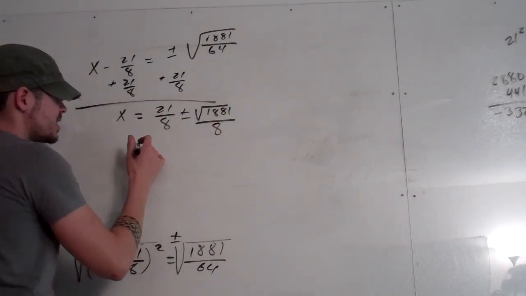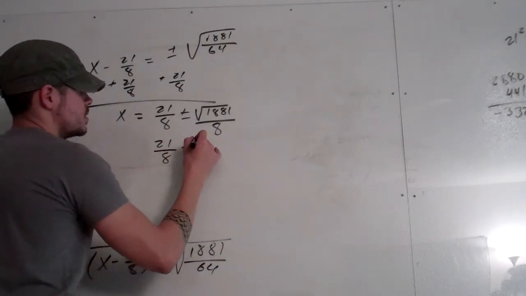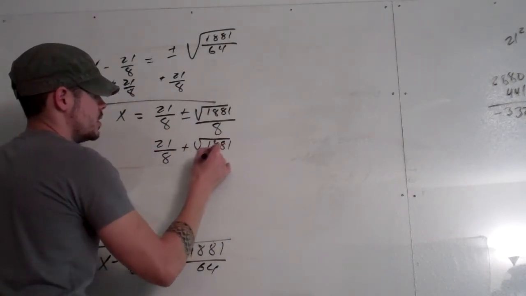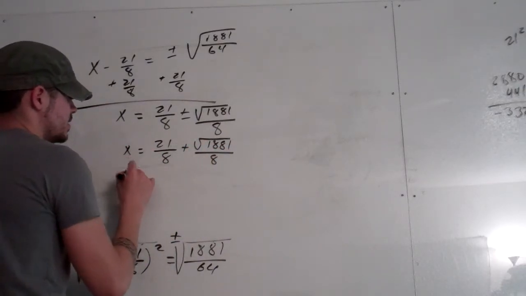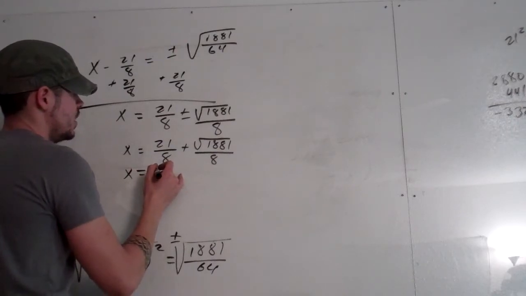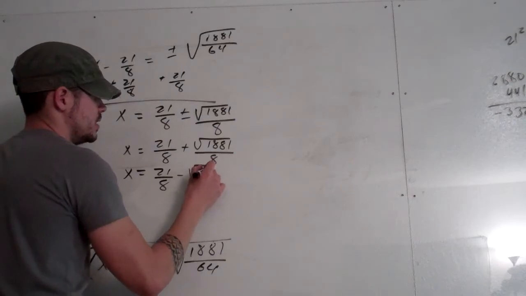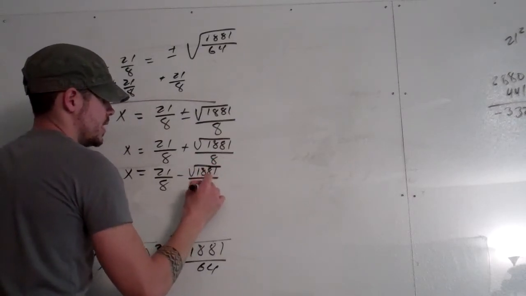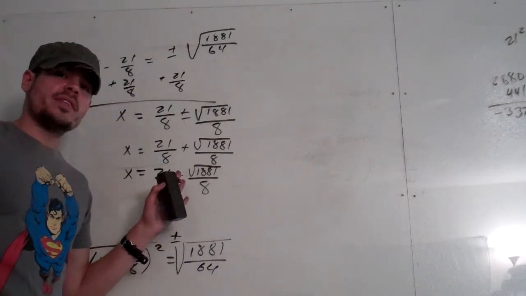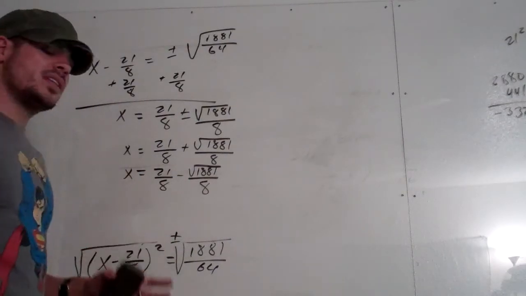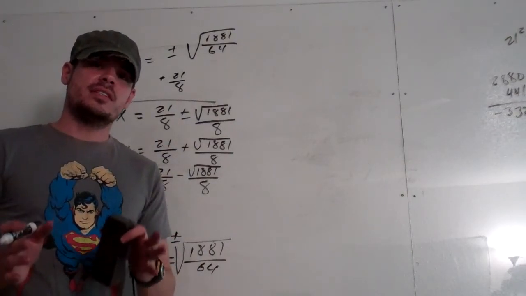So x is essentially equal to 21 over 8 plus the square root of 1881 over 8. And x is also equal to 21 over 8 minus the square root of 1881 over 8. Now, if this isn't a perfect square, then I would leave it that way. It's exact. It's left in its exact form.